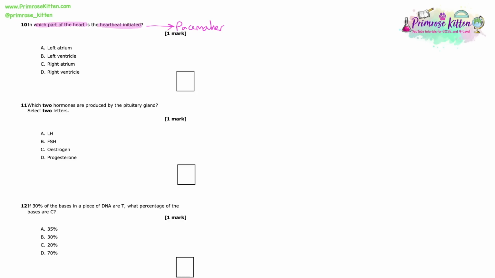Okay, so this is one of those things that we just have to know. The heartbeat is initiated by a group of cells called the pacemaker cells, and we just have to know that these pacemaker cells are found in the right atrium.